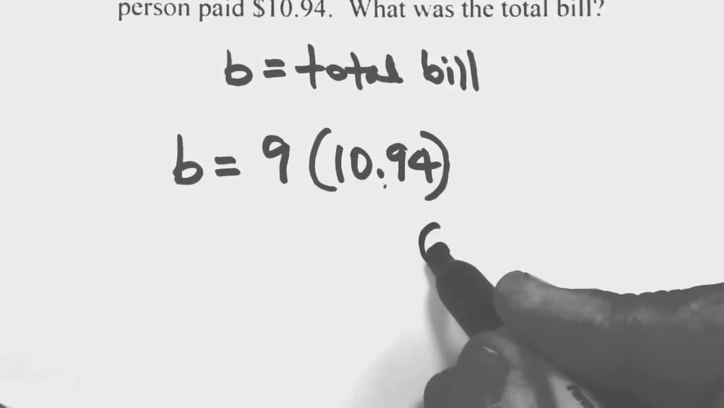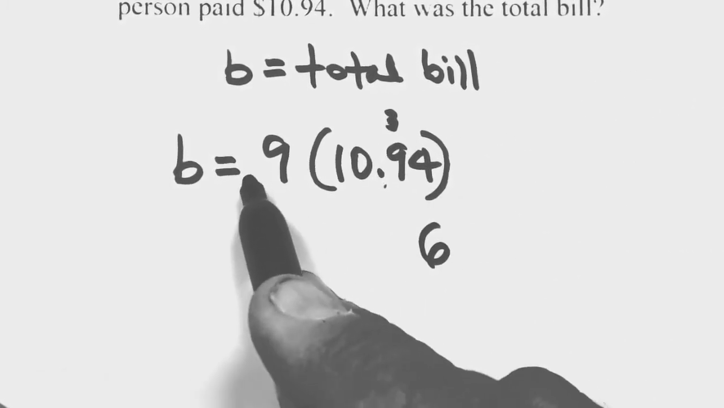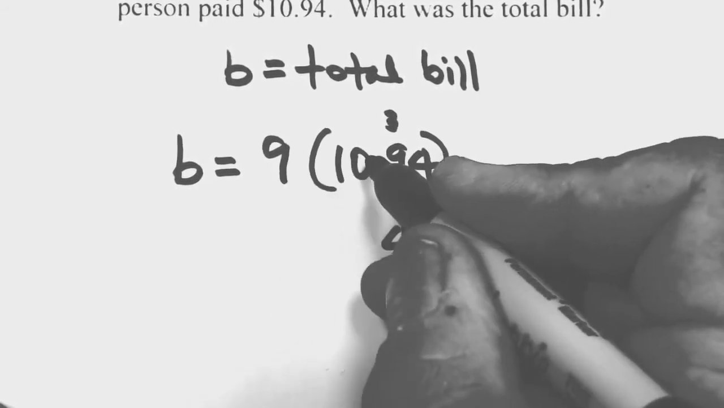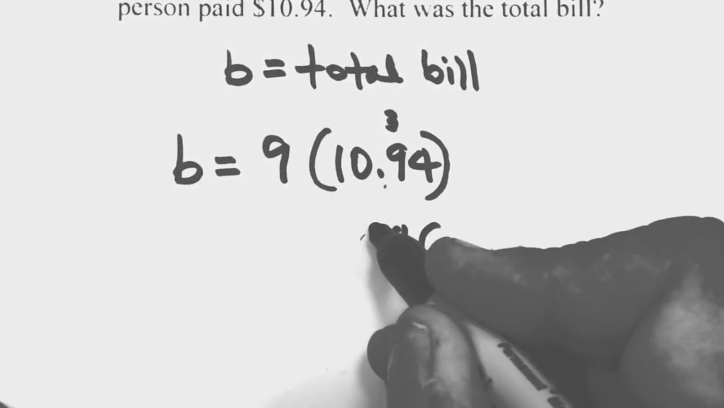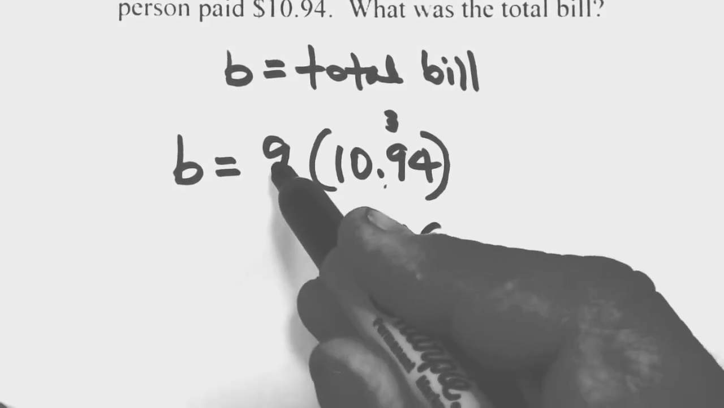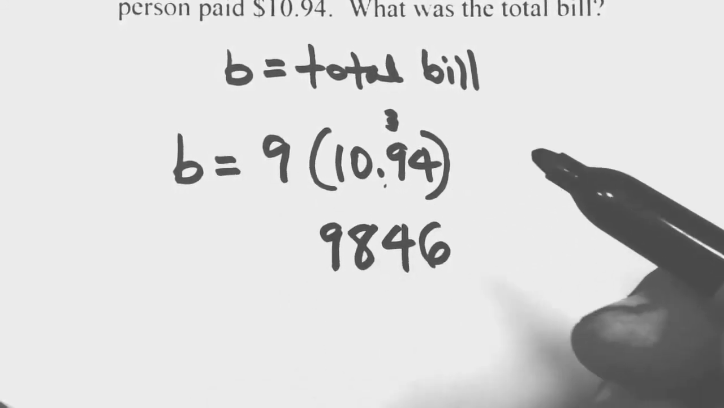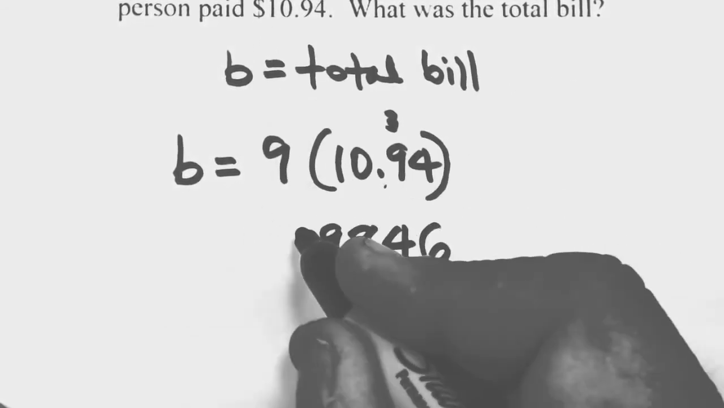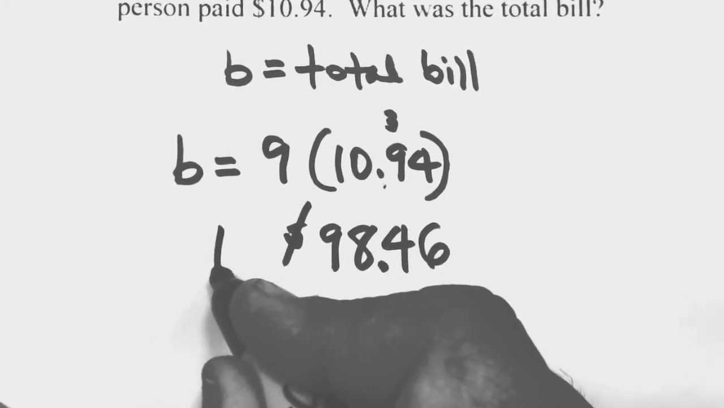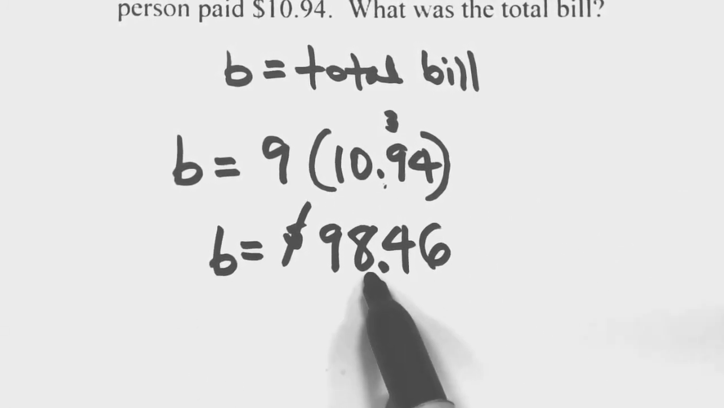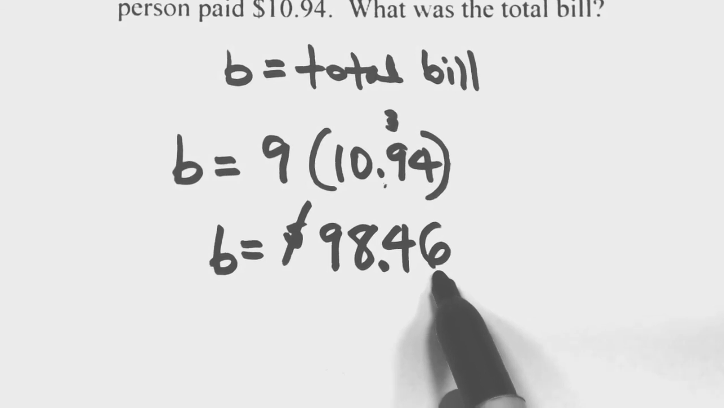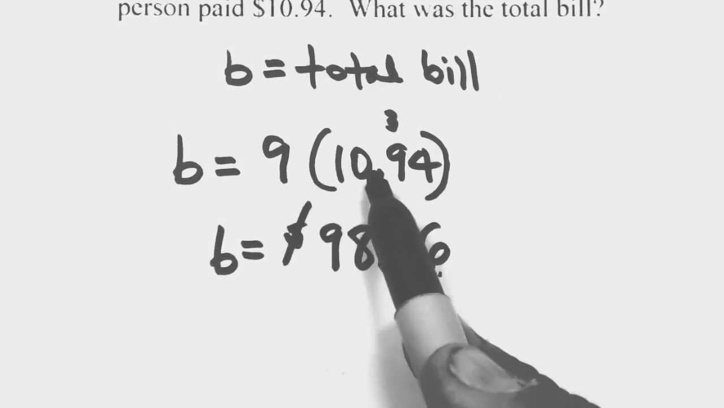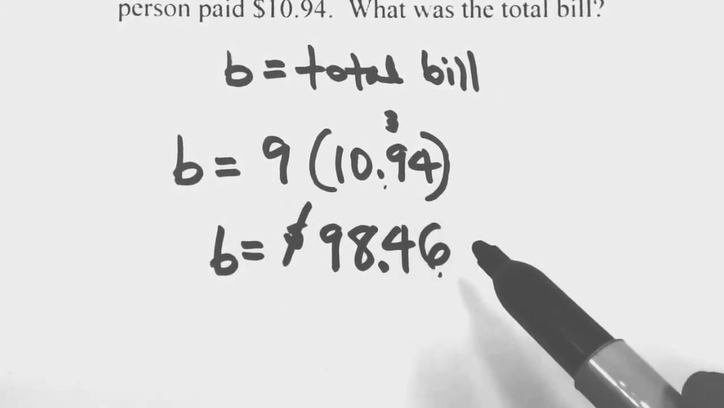9 times 4 is 36. Carry the 3. 9 times 9 is 81, and 3 makes 84. 9 times 0 is 0, but I got that 8 I carried. And then 9 times 1 is 9. There are 2 decimal places. And of course, we better put the units in. This is in dollars. So what was the total bill equal to? $98.46. And each of the people paid $10.94. That's how we figured it out, 9 times $10.94.